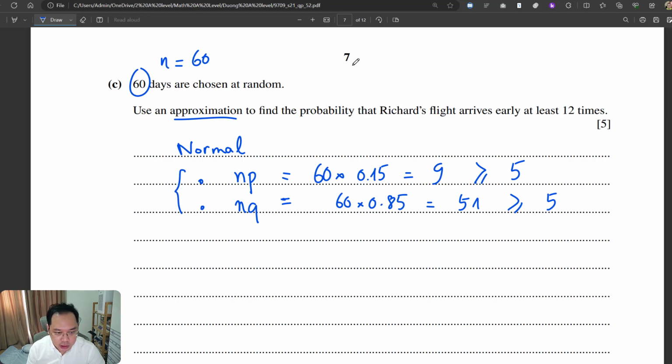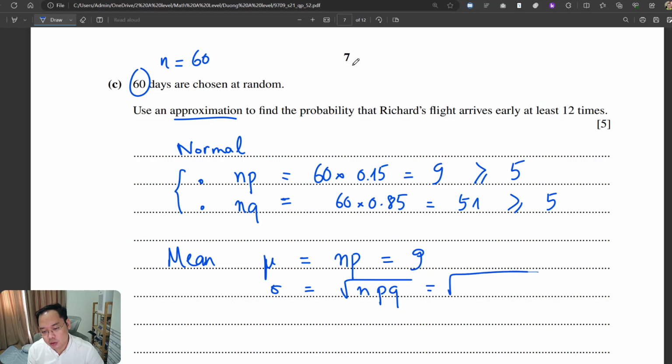Next, we need to calculate the mean. The mean value mu is equal to np, which is 9. And secondly, the standard deviation sigma will be the square root of n times p times q, which is the square root of 60 times 0.15 times 0.85, and it will be equal to the square root of 7.65. I do not do the rounding here because rounding will make the calculation less accurate.